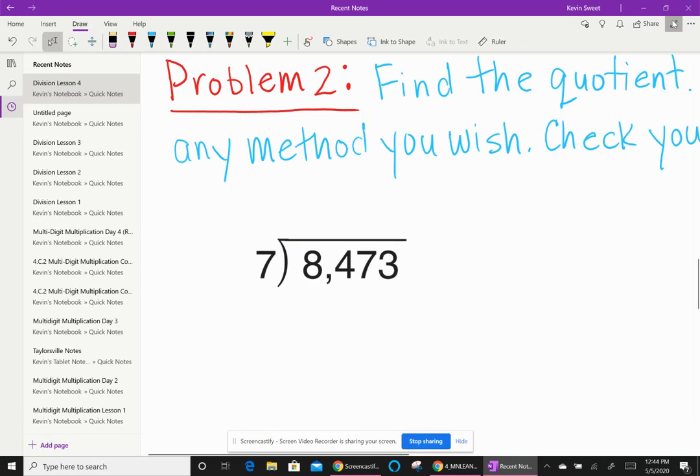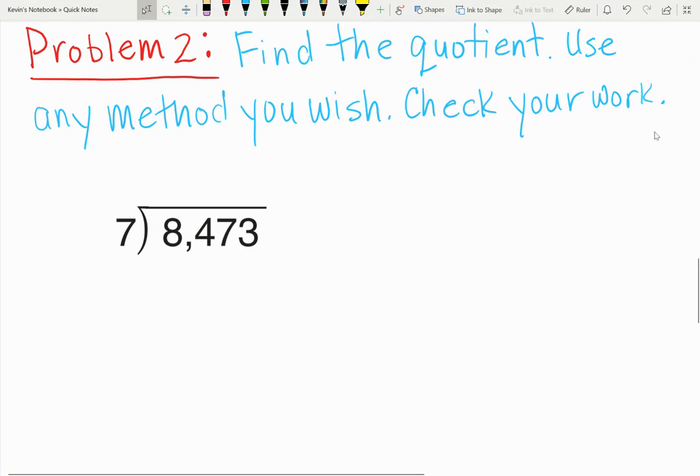And welcome back, 4th grade. You're going to go ahead. Problem number 2 is just like problem number 1, just a little bit larger numbers. Find the quotient. Use any method you wish. Check your work. Again, regrouping. You could use the partial quotient method. Go ahead and right now, go ahead and pause the video and we will see you guys for problem 3.